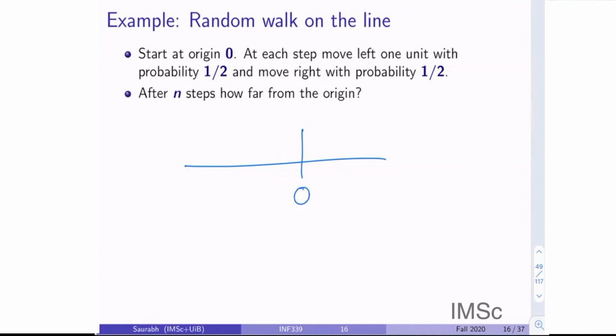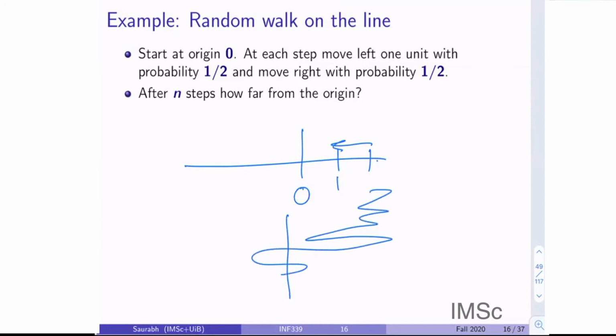So I start with 0. I toss a coin. If I get head, I move right, one step. Again, I toss a coin. If I get head, I go this way, and if I get a tail, I come back. So it's like maybe like this, like this, like this. And I'm asking after n by 2.